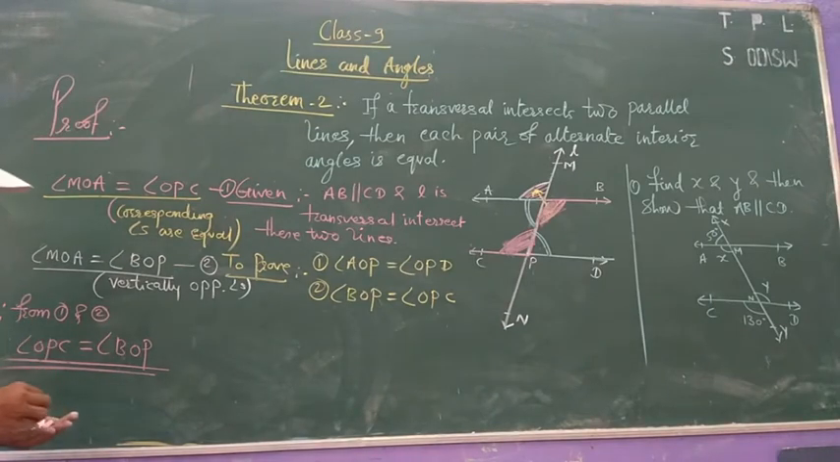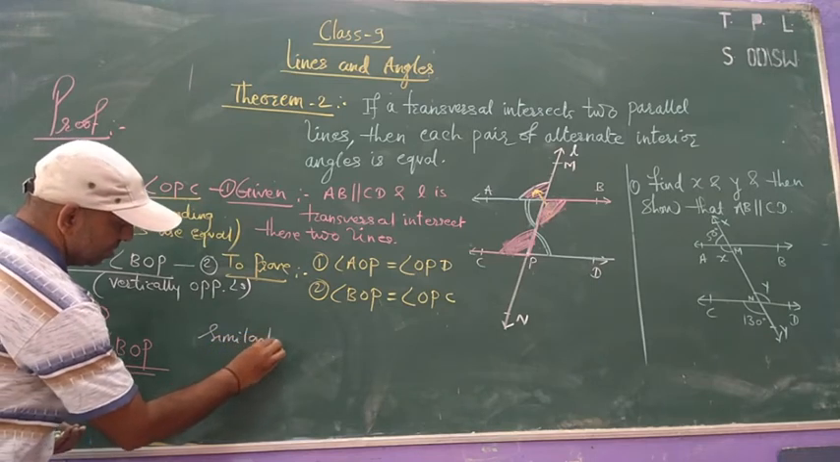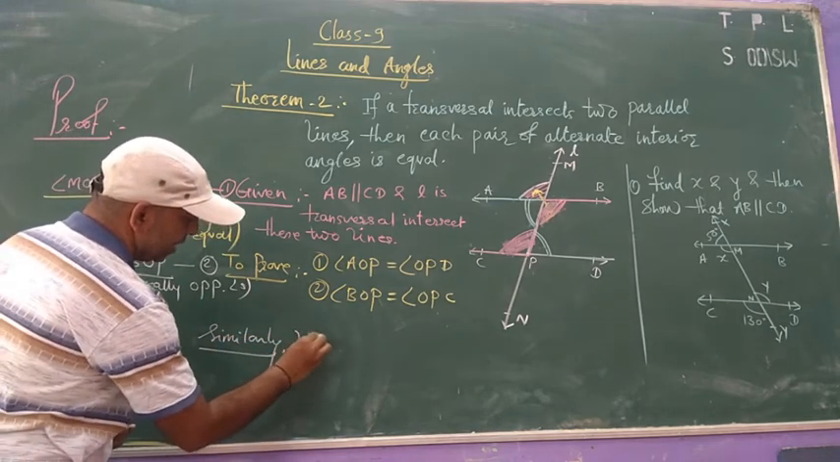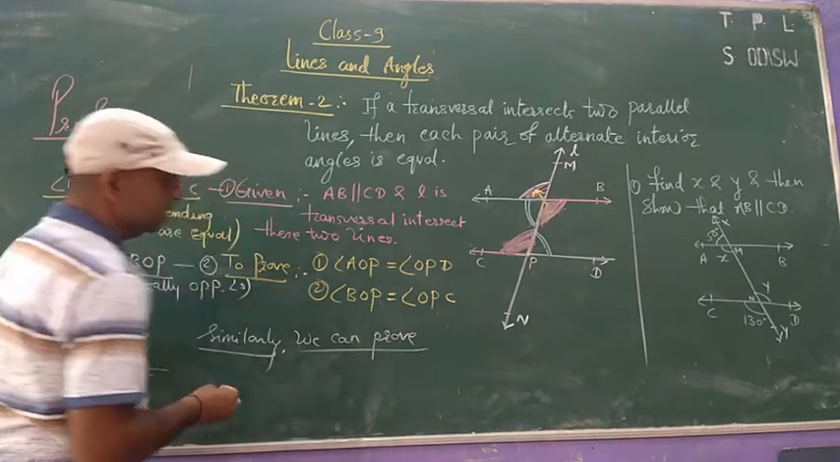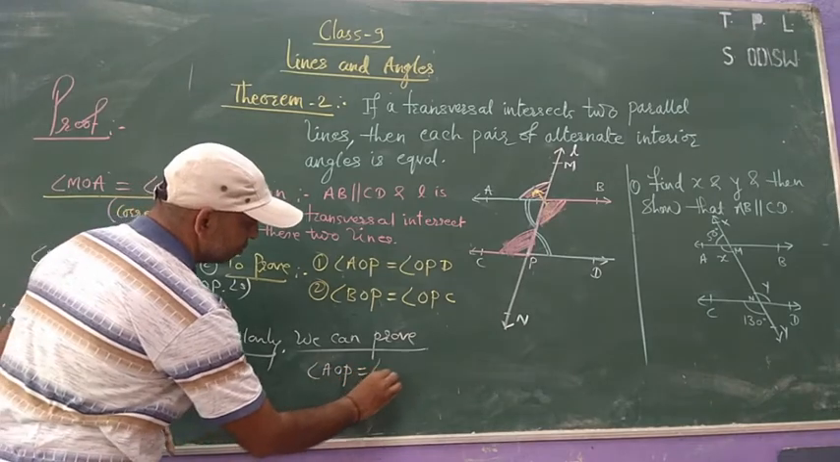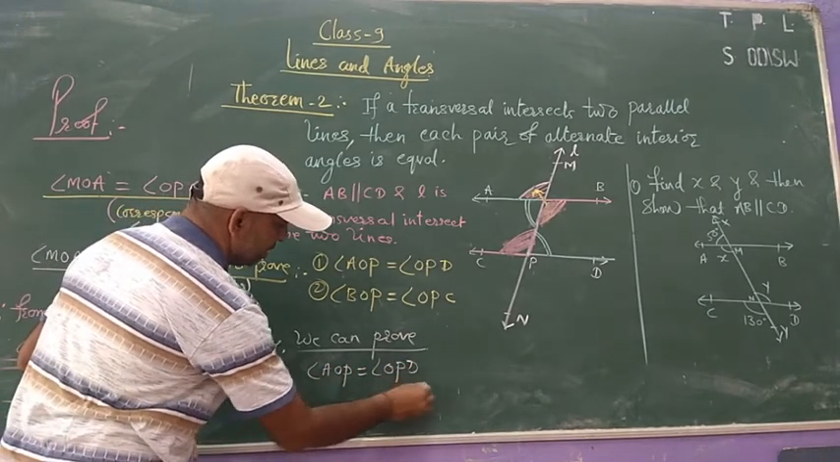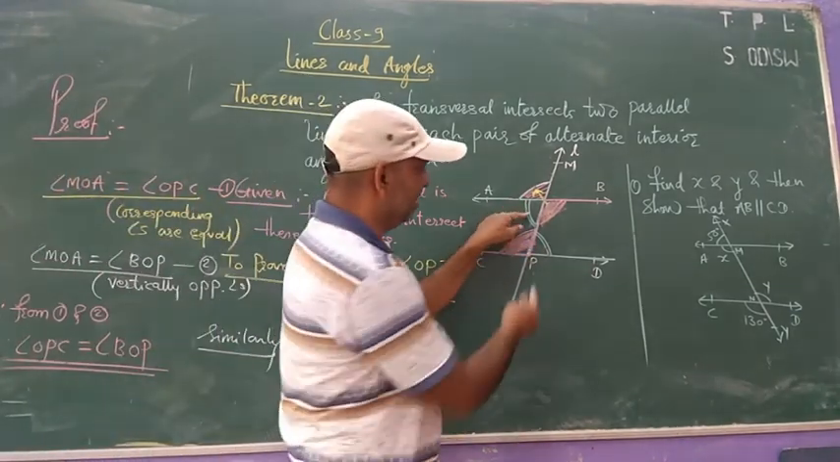Okay. Similarly, we can prove the next pair. What is the next pair? Angle AOP is equal to angle OPD. Okay. Same way, use here. These two pairs are equal.